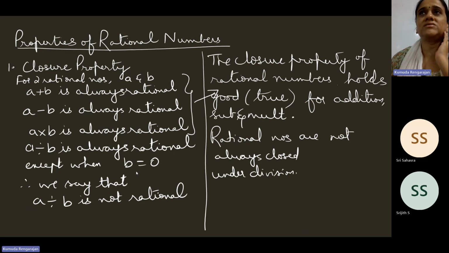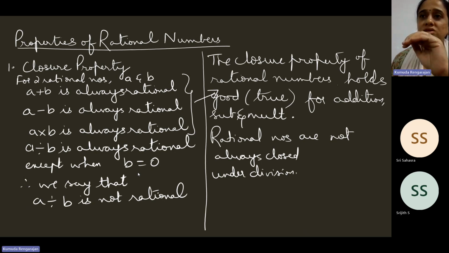Suppose the statement is: rational numbers are closed under division except when B is 0. For two rational numbers A and B, A divided by B is always rational except when B is 0. True. But without that condition, if you're asked, rational numbers are always closed under division, false.